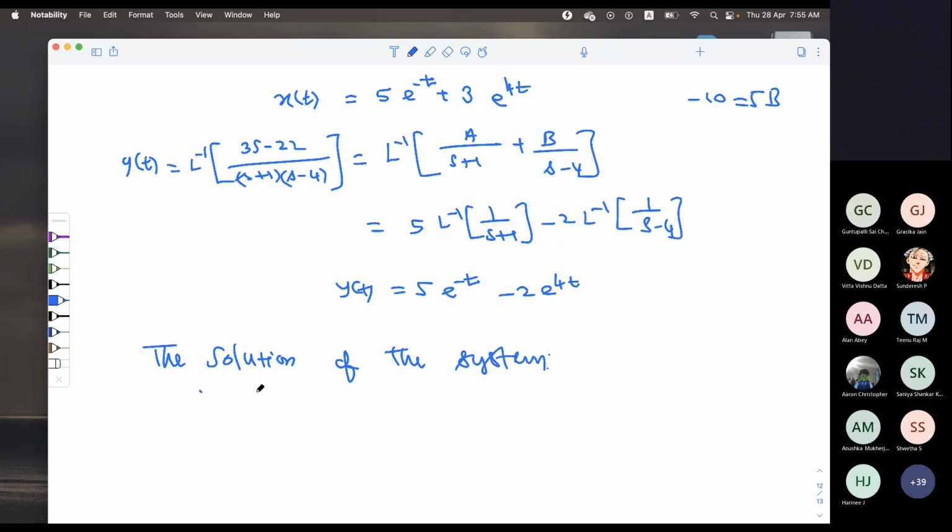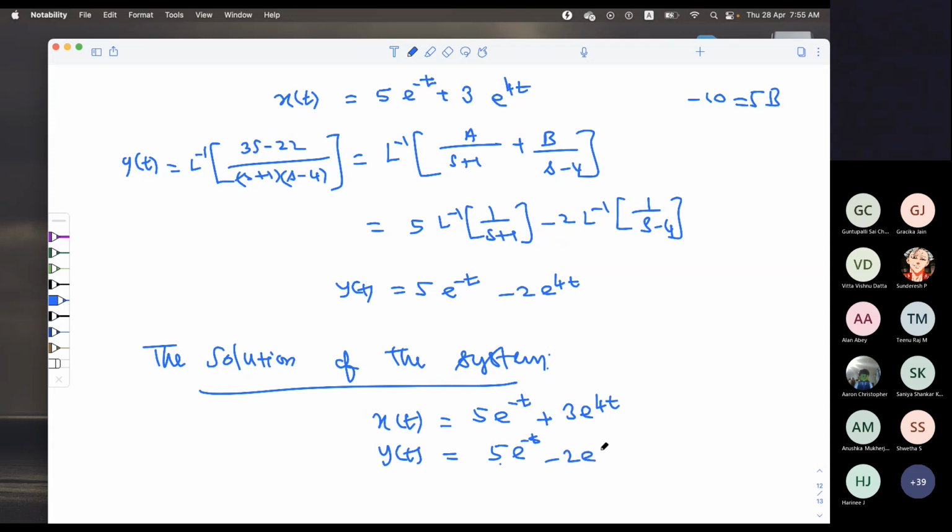So the solution of the system, in your exam, you just highlight the result. Whatever the problem, at the end you just write your answers properly like this. What is your answer? x of t is 5 into e raised to the power minus t plus 3 into e raised to the power 4t. y of t is 5 into e raised to the power minus t minus 2 into e raised to the power 4t. That's all, sir.